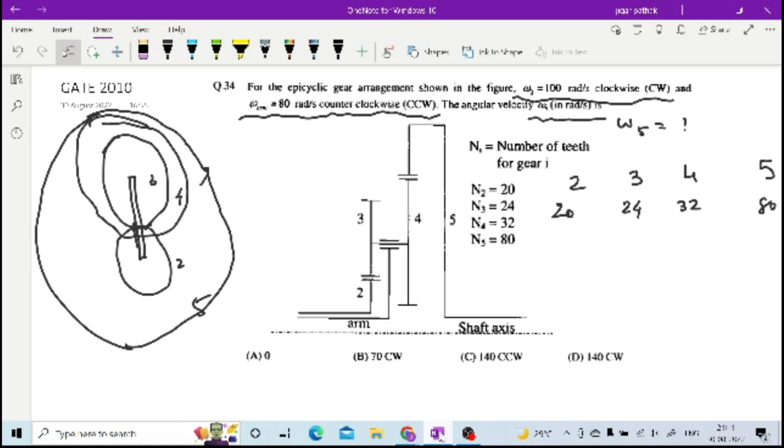So that will be 140. 140 clockwise or counterclockwise? Counterclockwise. Yes, correct.